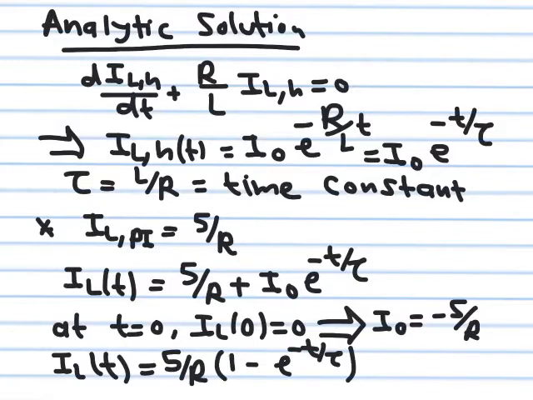As time goes to infinity, this exponential term will give you 0, and you reach a steady state of 5 over R. So this is the maximum current that the inductor can charge to. So remember, when I talk about an inductor charging, I mean that its current is building up. Okay, this is very important to remember. This is opposite to the capacitor. When we talk about the capacitor charging, we mean that its voltage is building up.